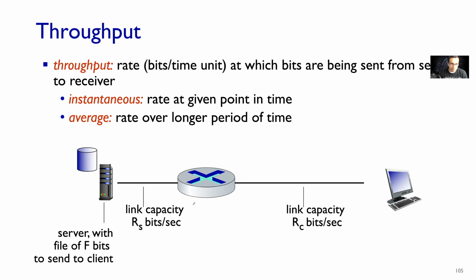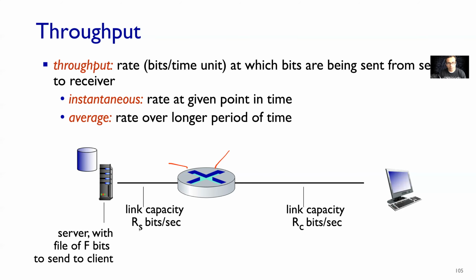So the abstraction we'll use in these pictures is as follows. Again, we'll keep things simple. Of course, real routers have multiple links, but here we are just concerned with the end-to-end throughput, from the perspective of one sender, one receiver. So here we have a server. The size of the file it's trying to send is F bits.